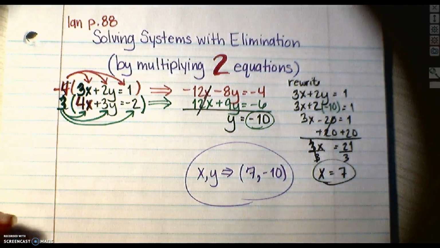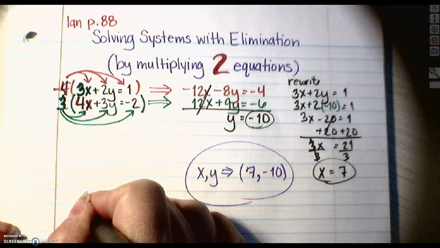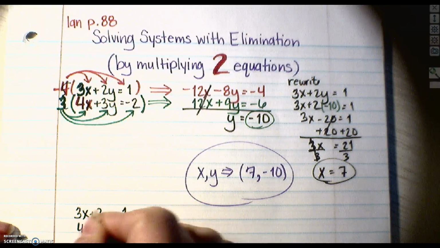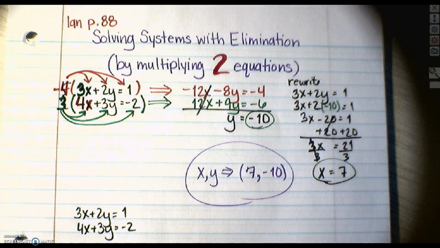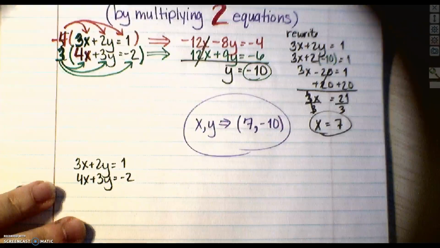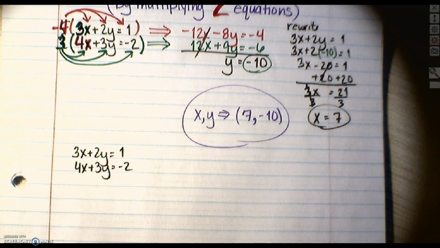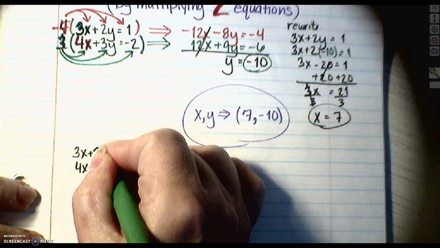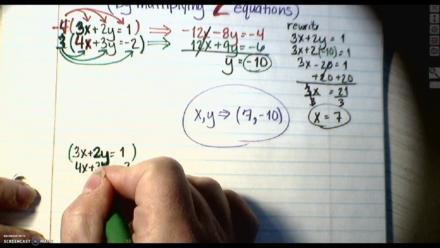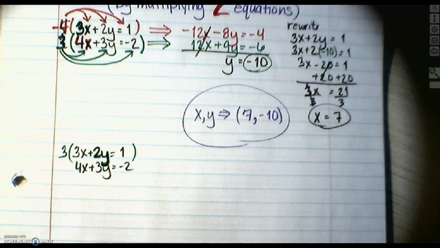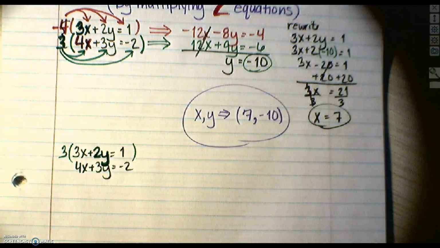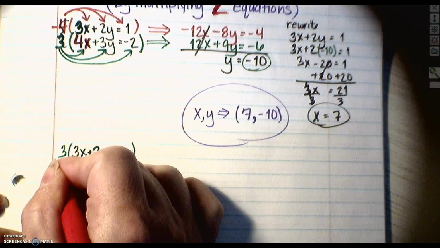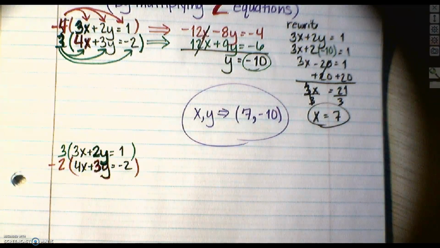So let's rewrite this problem: 3x plus 2y equals 1. 4x plus 3y equals -2. Same problem. This time, instead of eliminating the x's first, I'm going to eliminate the y's first. So if I want to eliminate 2y, I'm going to multiply this whole equation by what's underneath it, the 3. If I'm going to eliminate this 3y, I'm going to multiply it by what's above it, the 2, but we're going to make it negative. One of them has to be negative, so they are opposite each other.